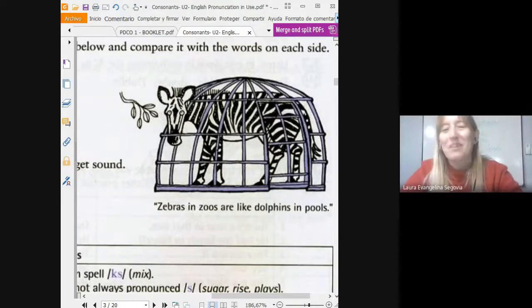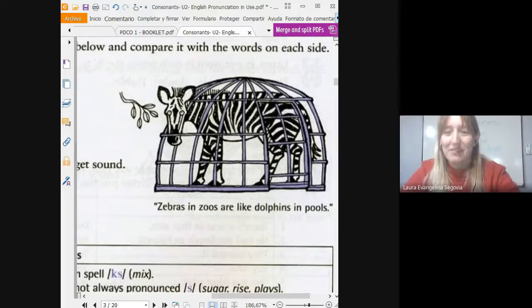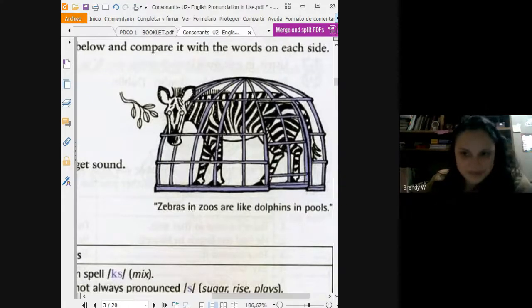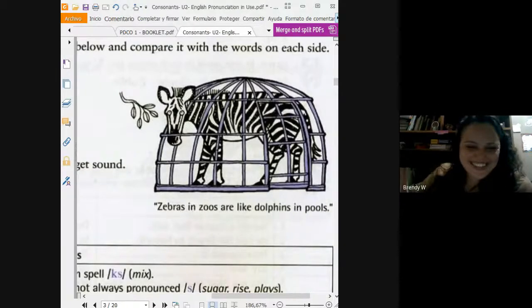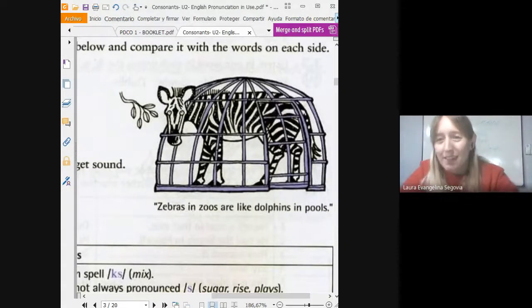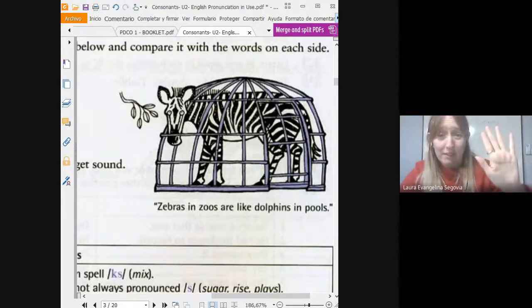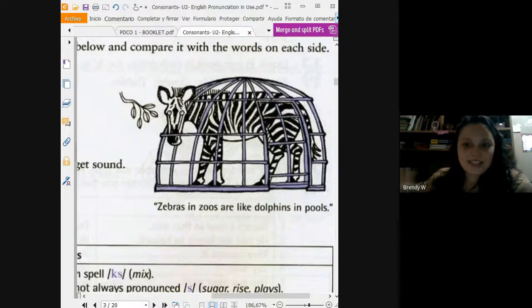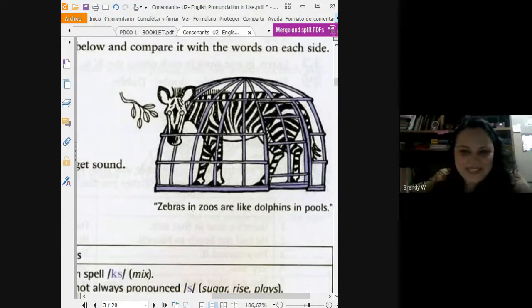Okay, that's better. Zebras in zoos are like dolphins in pools. Faster. Zebras in zoos are like dolphins in pools. Okay, good. That's it. I was going to say, take a deep breath and then start. Come on, take a deep breath and say it. Zebras in zoos are like dolphins in pools. That was without breathing. Zebras in zoos are like dolphins in pools. Okay, that's it. Very good. Thank you, Brenda.